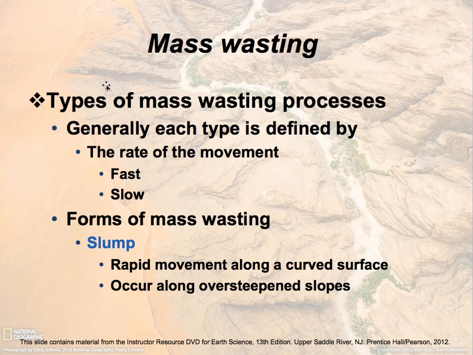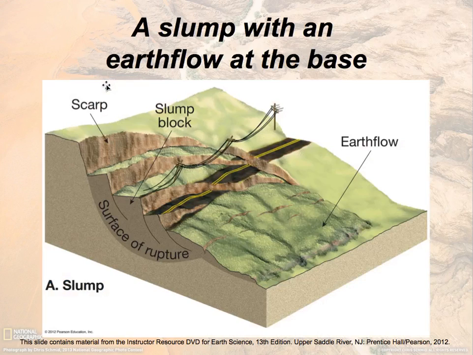Mass wasting is also defined by the speed at which it occurs, so fast or slow. Slumps are rapid movement along a curved surface, and they often occur on oversteepened slopes, that is, slopes that are beyond or past the angle of repose. There's an example of a slump.